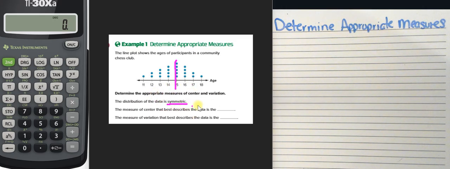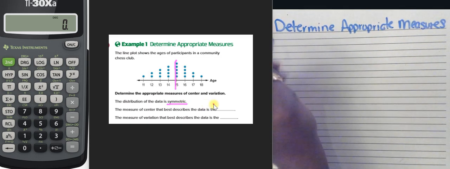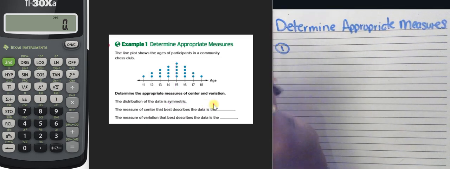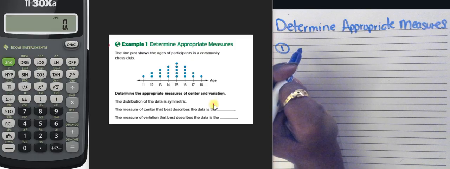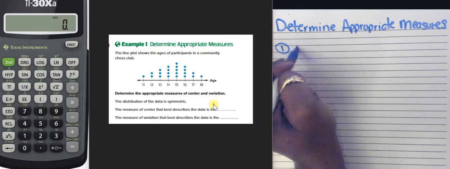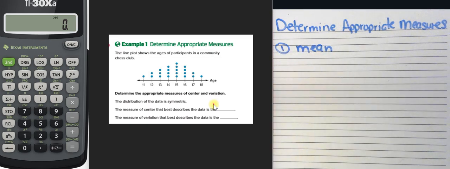And so because it is symmetrical, remember that for our measure of center, if it's symmetrical, we can use the mean or the median, but most often we're going to use the mean. So we're going to say the mean for the first part. The measure of the center that best describes the data is going to be the mean.